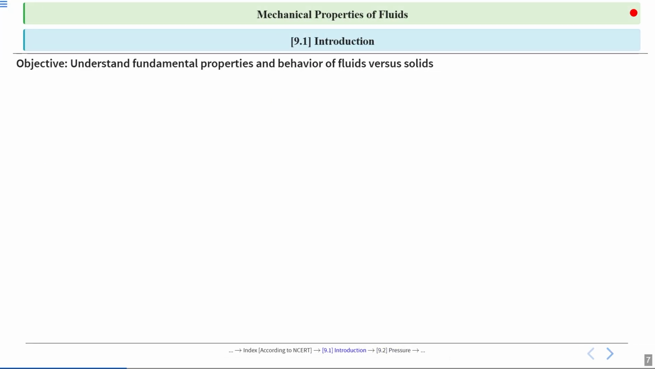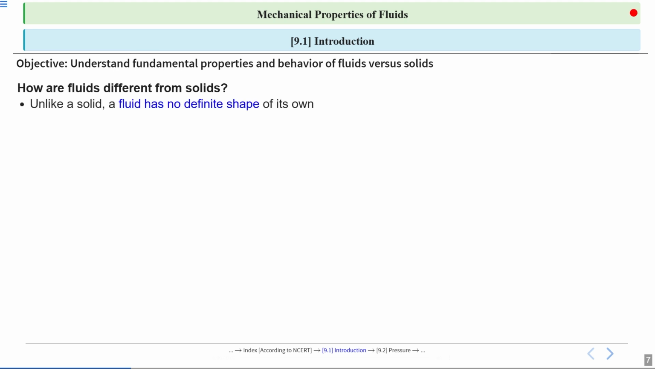Now, let's start by asking ourselves, how are fluids different from solids? This question will guide our exploration of the unique properties of fluids. One key difference is that fluids do not have a definite shape of their own, unlike solids which maintain a fixed shape. Fluids adapt to the shape of their container.